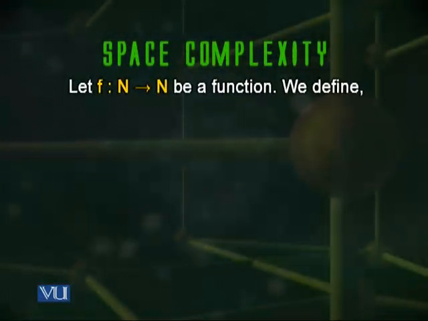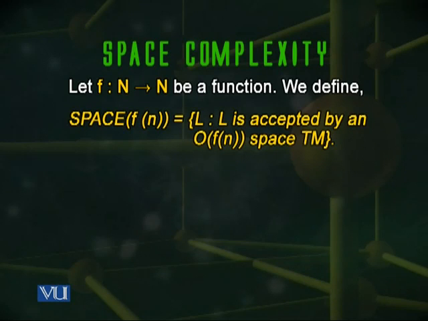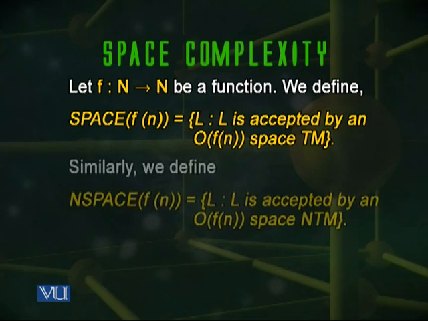Now let's take a function from the integers to integers, and what we can do is define space complexity classes. So DSPACE(f(n)) is going to be the set of all languages L such that L is accepted by an O(f(n)) space Turing machine. Similarly, we will define NSPACE(f(n)) to be the set of all languages L such that L is accepted by an O(f(n)) space non-deterministic Turing machine. So, once again, these are normal complexity classes we define.